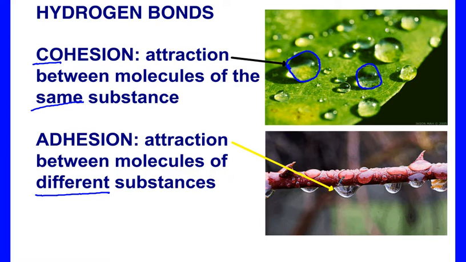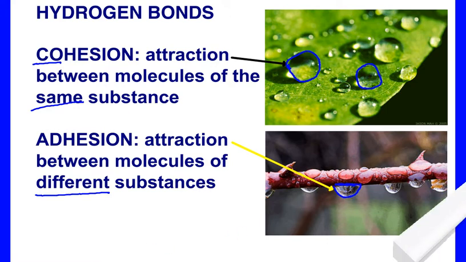Also with adhesion, you can see right here on the branch that the water is just hanging upside down. So how come the water doesn't just fall off of the stem? Well, the reason is because those water molecules are attracted to the molecules that make up the stem of whatever this looks like, a rose stem. So those are different molecules that are attracted to each other.